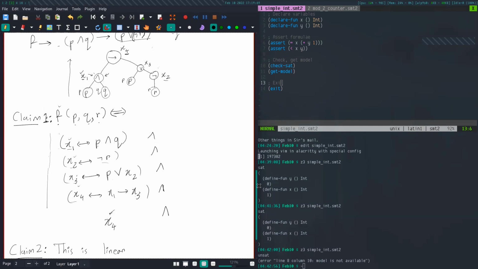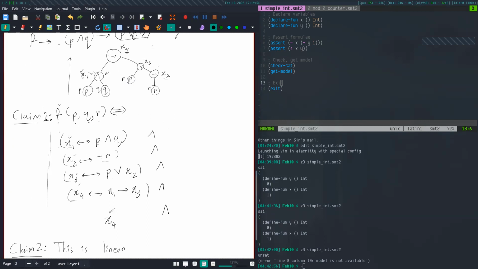Right. So notice that each one of these formulas is bounded by a constant size. You're going to have one operator here, one variable here, so that is at most 3. And then you have x1 equivalent to these things, right? So each one of these is going to be at most 5.